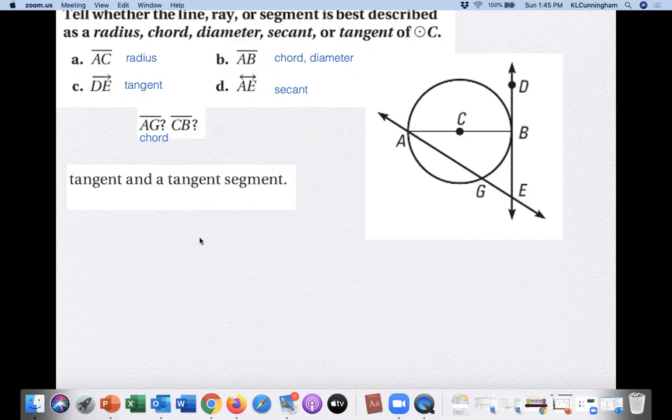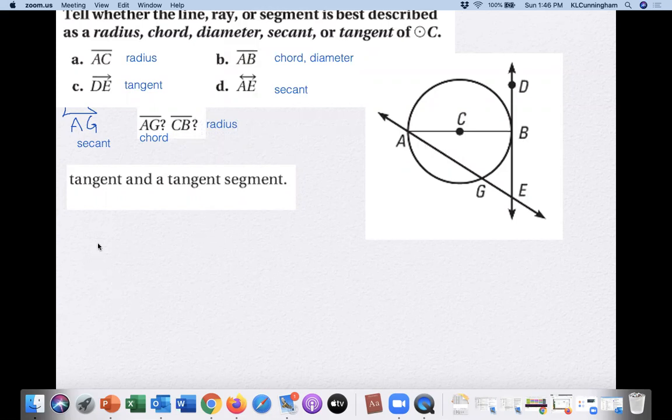Okay, now actually I want to make up a new example here. If they asked for line AG, notice I'm putting the line symbol. So line AG tells me it's going through the circle twice and doesn't stop. That would make it a secant. So please know the difference between the two. And then they're saying segment CB, so it starts at the center and hits an end, so that would be a radius.